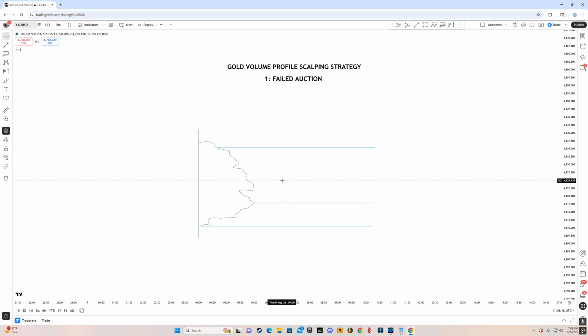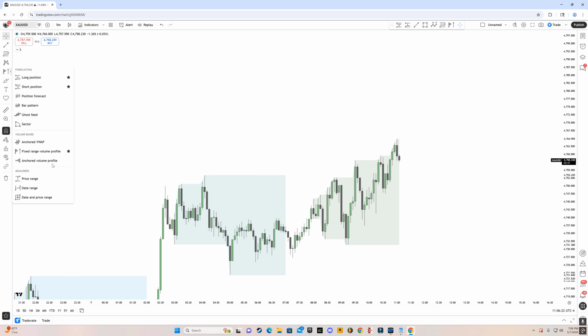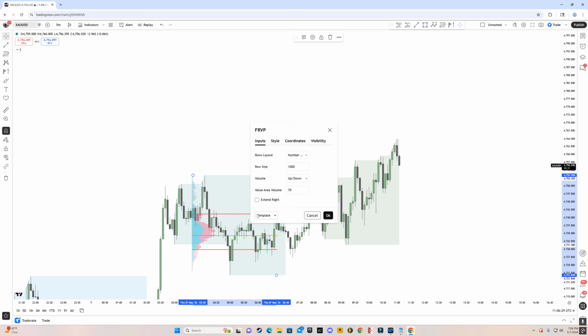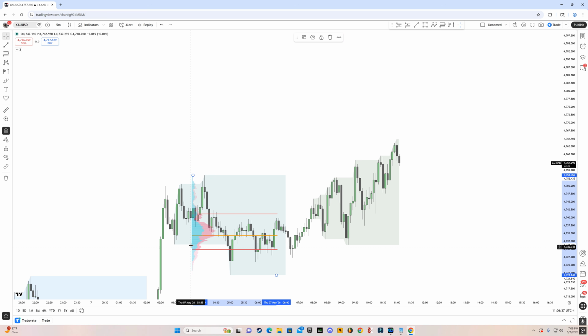So when you plot your volume profile, you're going to have a point of control. So let's just go here for the sake of this video. To change the settings of the volume profile, you can draw it anywhere on the chart. This is just so we can change the settings. Double click on here and change the row size to 1000, and go to styles here and turn on value area high and value area low. And then you can change the colors as well, just as I did.